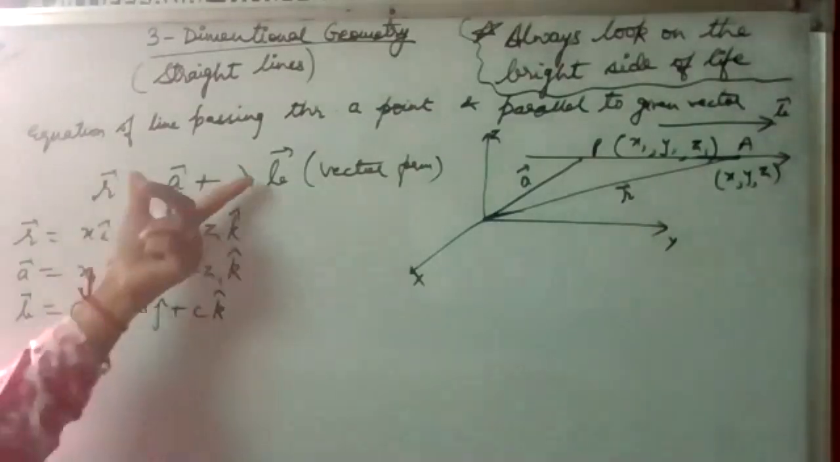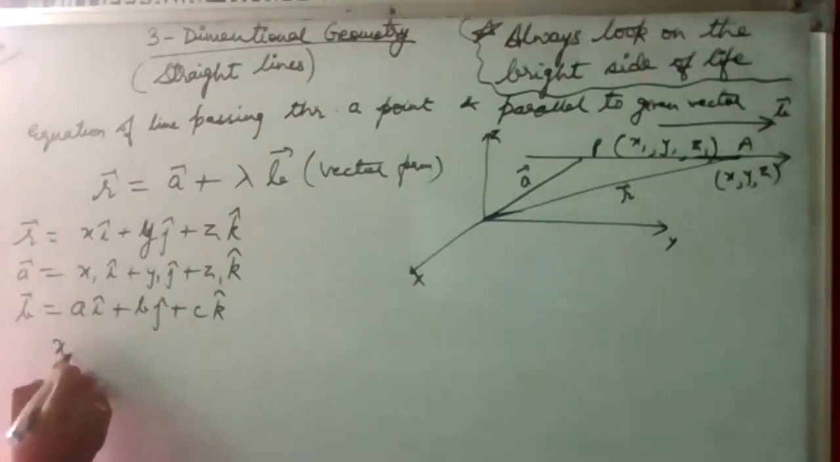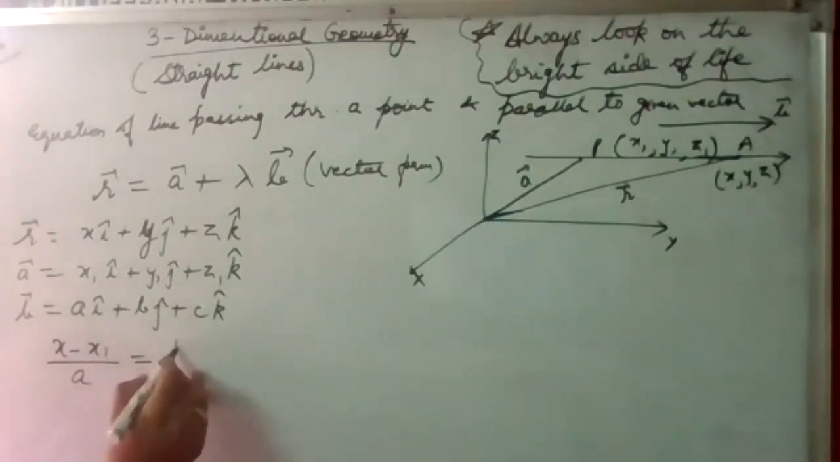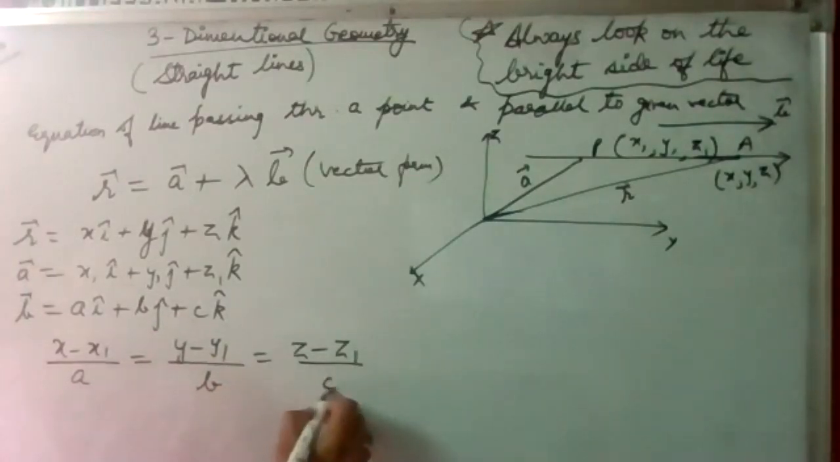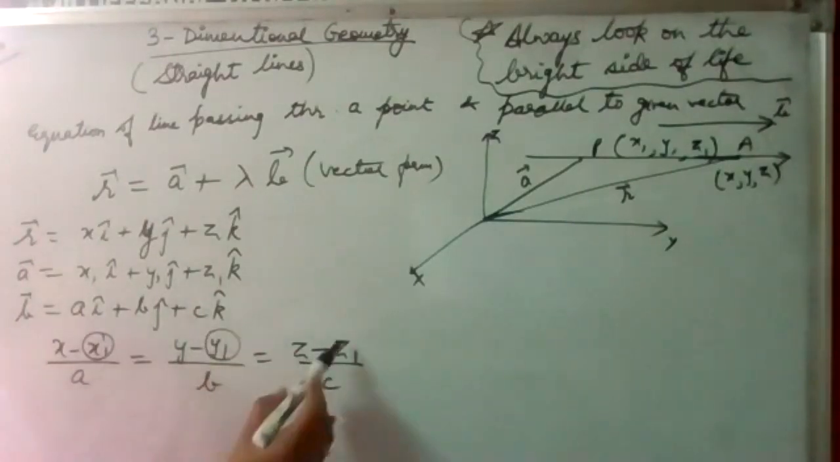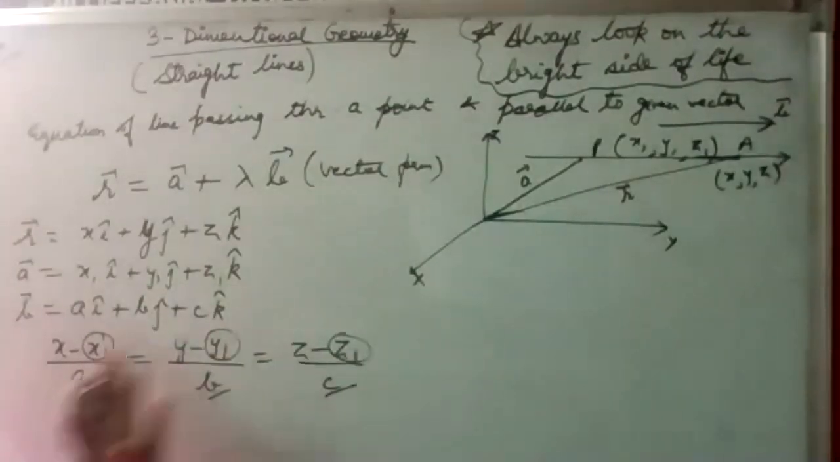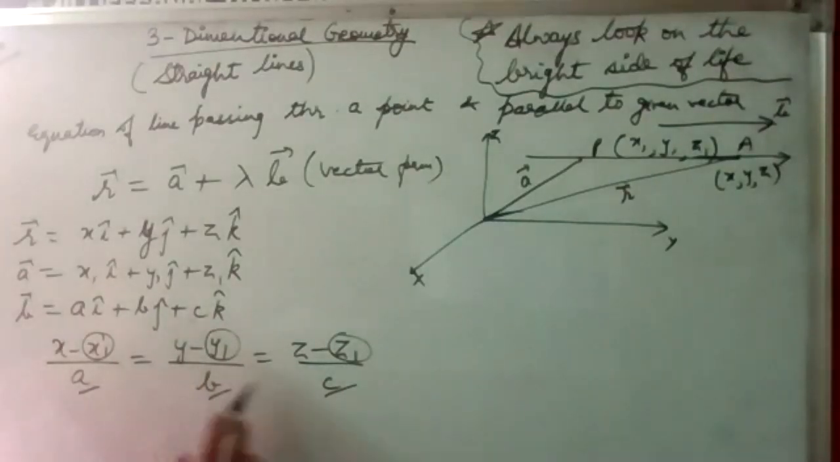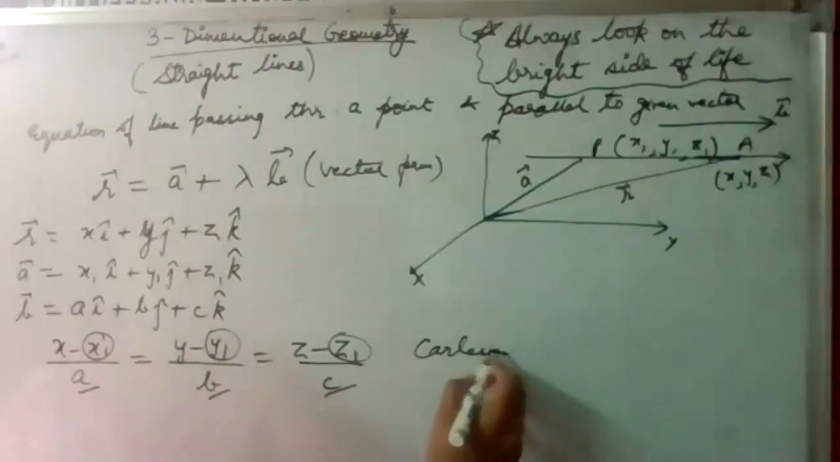If we put these values in the vector form, we get the Cartesian form of the equation, and the Cartesian form is (x minus x1) upon a equal to (y minus y1) upon b equal to (z minus z1) upon c, where x1, y1, z1 is the point through which the line is passing, and a, b, c are the direction ratios of the parallel vector. So this is very important to know. This is the Cartesian form.